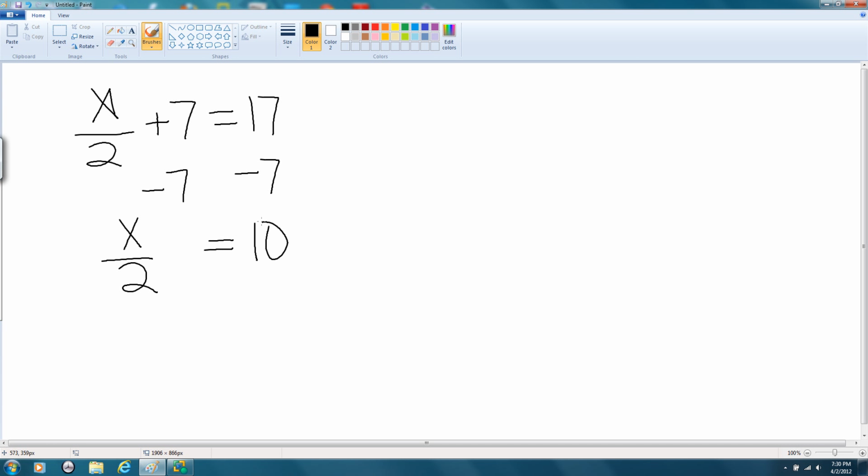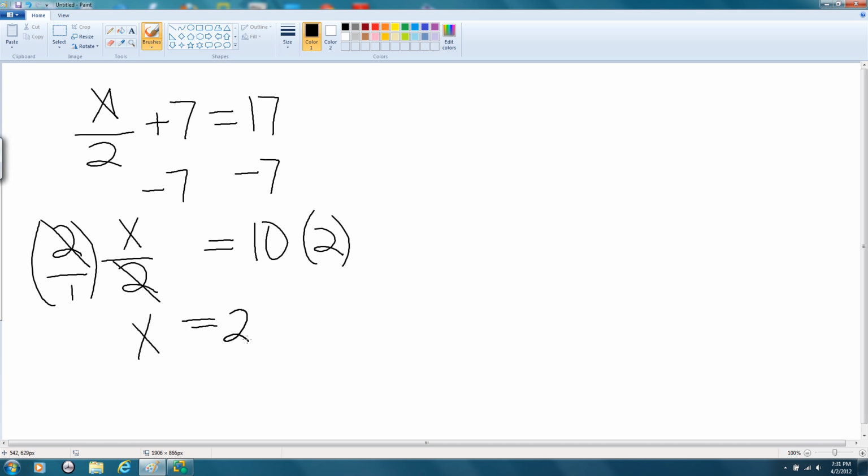Now, I want to get rid of this 2. I'm going to multiply this side by 2. I can put that over 1 if you like. Since I multiplied that side by 2, I'm going to multiply this side by 2. You can see why I multiplied the left side by 2: the 2's now cancel, and I'm just left with x. And then on the right side, I get x is equal to 20.